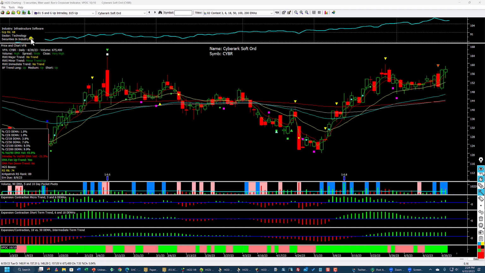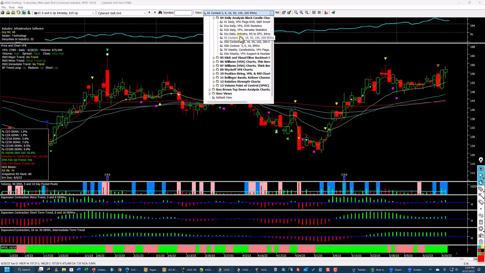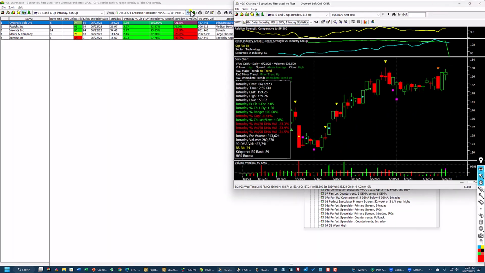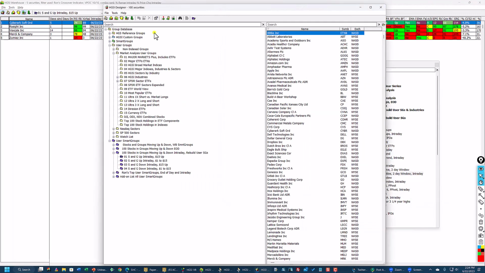What's the group? It's 68. The group is flat. Let's go to this one. I have to go back and click on this so I can go to a different chart. Okay, I haven't rebuilt the industry groups. That's why this green bar is dropping down there. Let's just do that. I want to see if that fixes it.